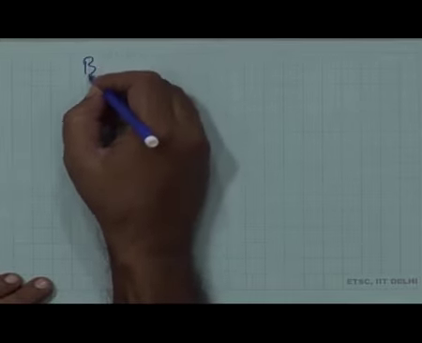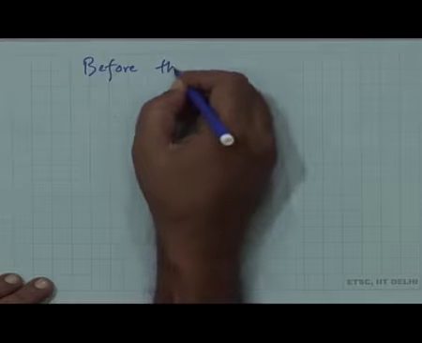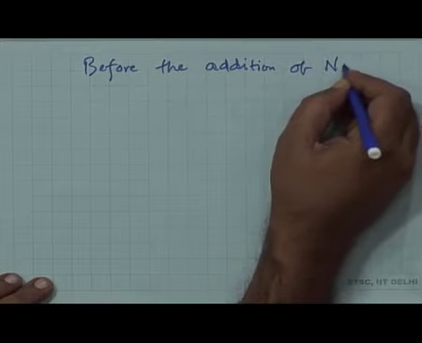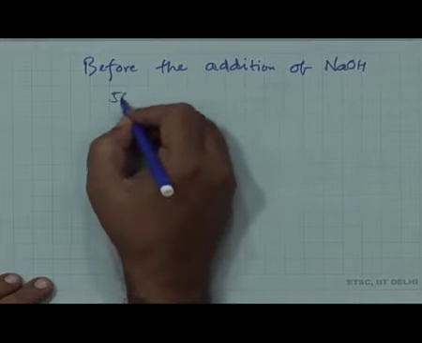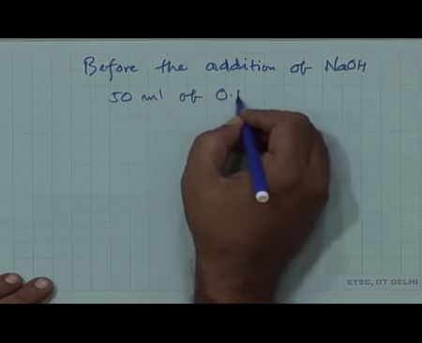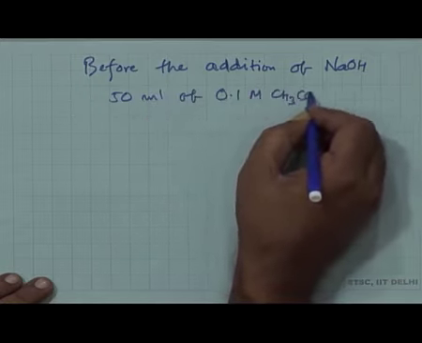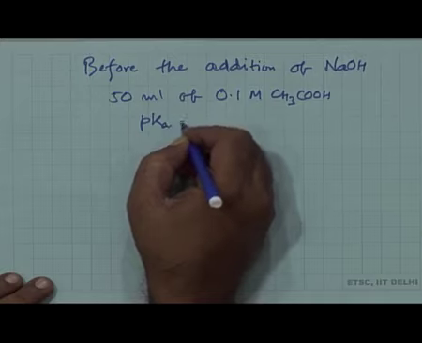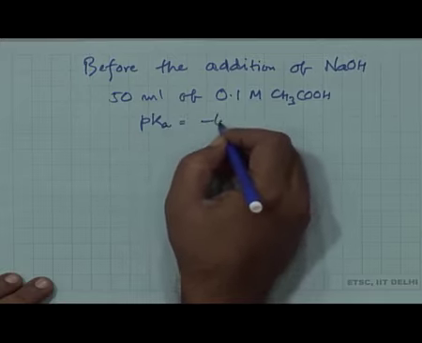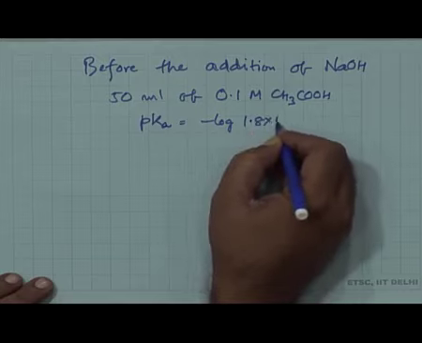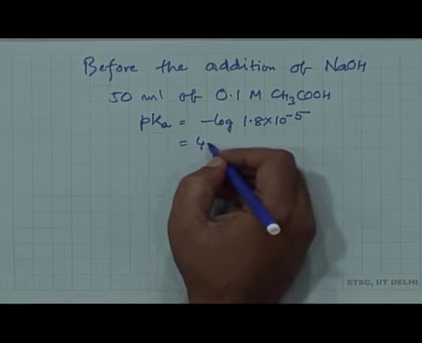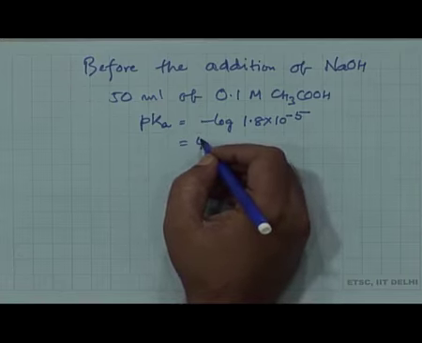So, before the addition of NaOH, we have 50 ml of 0.1 molar acetic acid solution, and we know that pKa is equal to minus log 1.8 into 10 to the power minus 5, which is almost equal to 4.73.